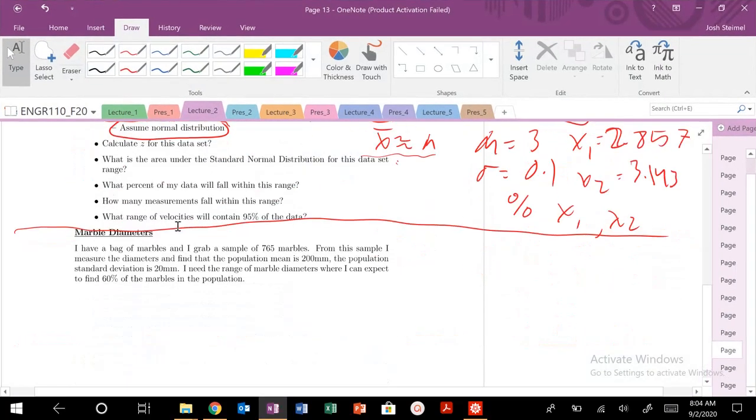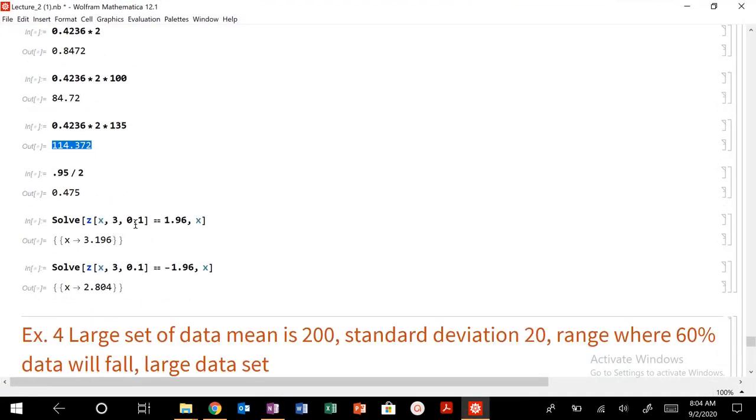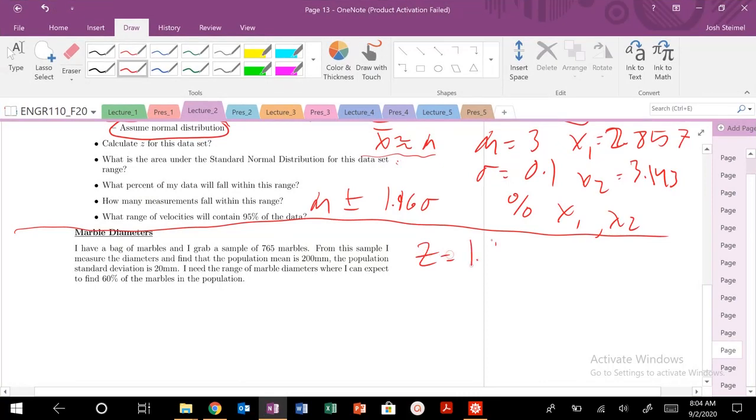And finally, what range of velocities will contain 95% of my data? I know that's going to be between plus or minus 1.96 sigma, so mu plus or minus 1.96 sigma. I could calculate that out and explicitly solve for those values. That occurs when z equals 1.96. So if z equals 1.96, then z is x minus mu over sigma, and you just rearrange that equation and solve for x, plus or minus. That's it.